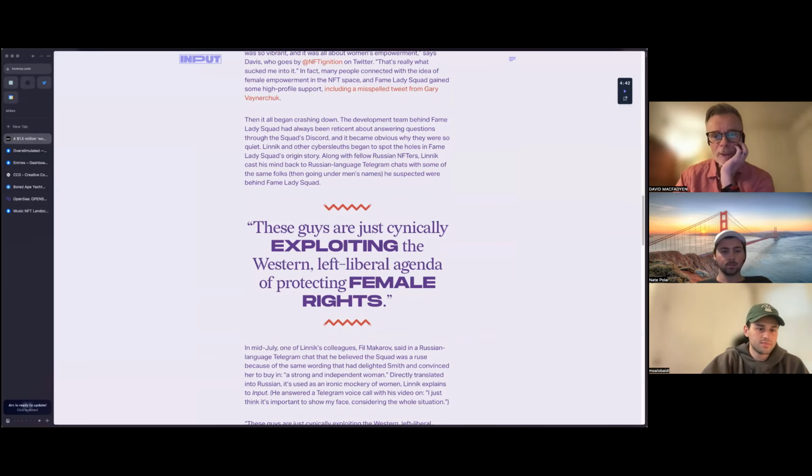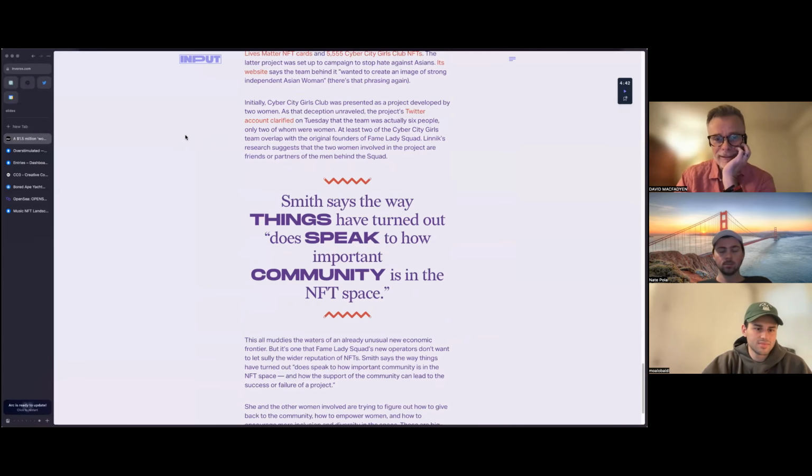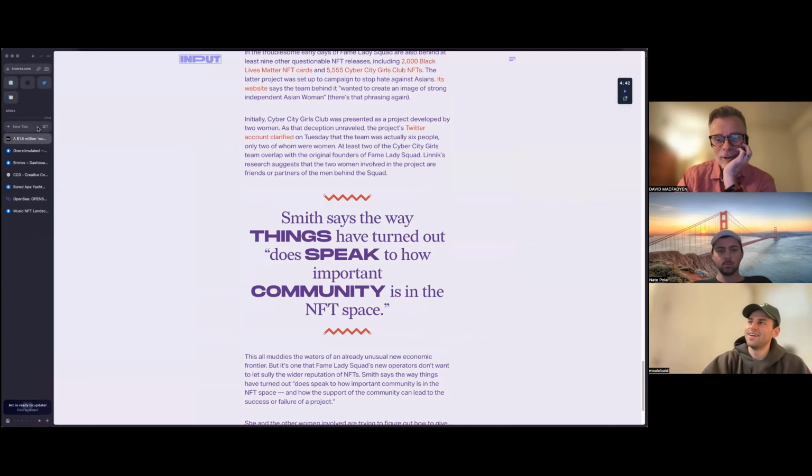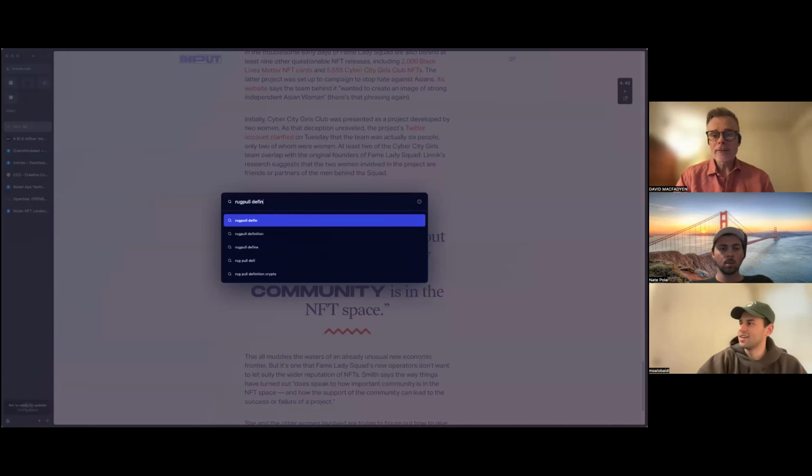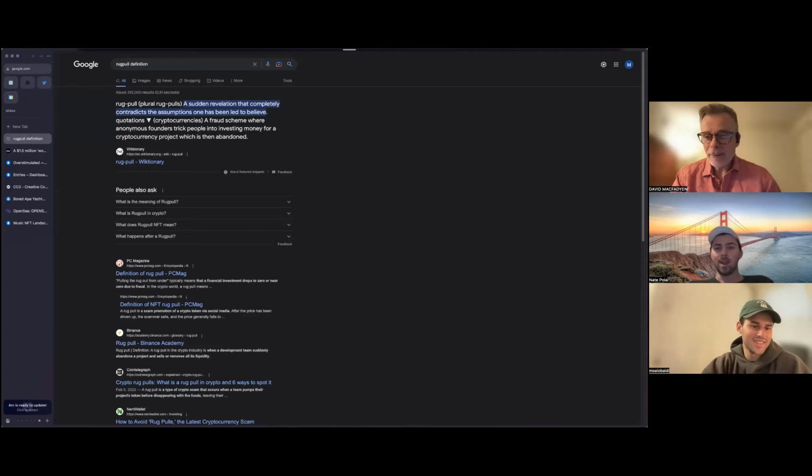Actually, would you just want to explain in English what a rug pull is? I can do it. Well, okay, I guess I literally read the word. Oh, there you are. Great. That's exactly what we want. Yeah. There you go.